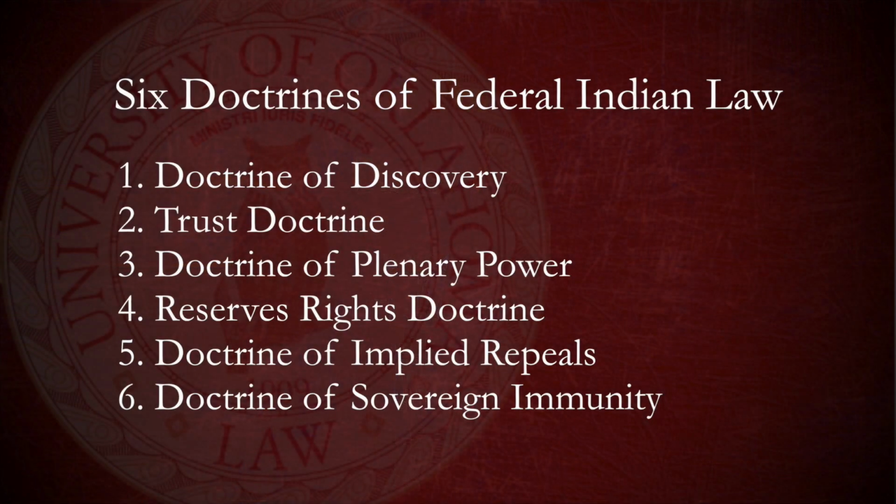There are 6 doctrines of federal Indian law. It's the doctrine of discovery, the trust doctrine, the doctrine of plenary power, reserved rights doctrine, the doctrine of implied repeals, and the doctrine of sovereign immunity. We're going to cover each one of those over a series of lectures, starting off with the discovery doctrine, because the discovery doctrine really leads us to an understanding for what seems to be almost nonsensical court rulings. They're all over the board, but once you understand these lenses that you're going to be focusing federal Indian law through, they're all explainable.